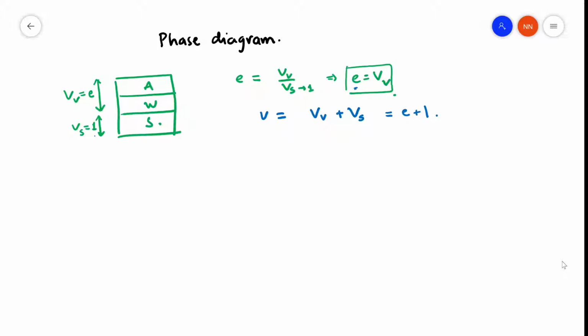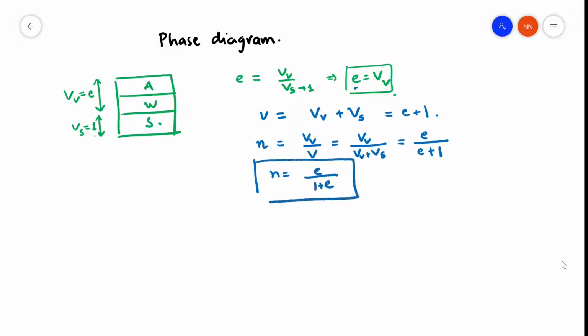So E plus 1. Now, the definition of porosity N is VV over the total volume, which can be written as VV over this total volume, which is the sum of voids and solids. So we know VV is E, and this is also E, and volume of solids is 1. So N equals E over 1 plus E, derived using phase diagrams. Next, we derive the other relationship between N and E. So we again draw the phase diagram.